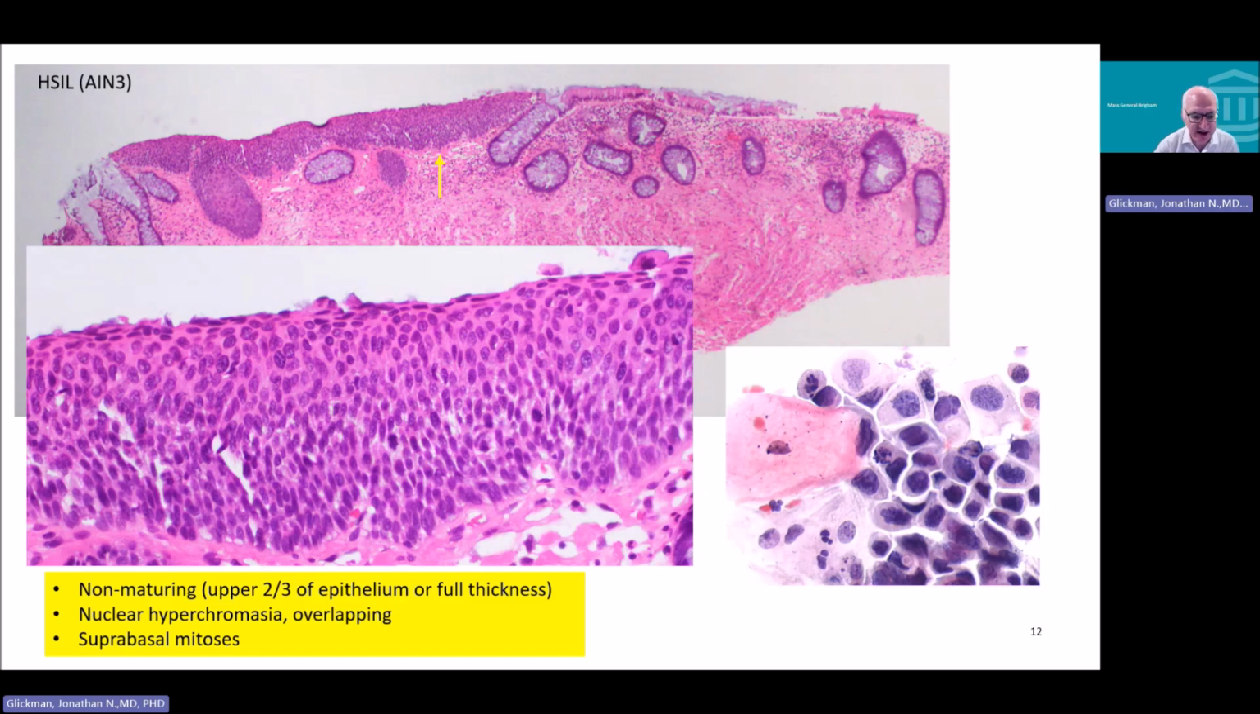This is AIN3 because the dysplastic epithelium occupies greater than 2/3 of the epithelial thickness, and we recognize the nuclear hyperchromasia, lack of maturation, overlapping, the presence of many mitoses high up in the epithelial thickness. So this just looks very dark at low power, and when we go to high power, we can see those nuclear features. And this is also illustrated in this pap smear right here, quite a distinct difference between a normal squamous epithelial cell and these dysplastic squamous cells with their degree of nuclear pleomorphism, coarsened chromatin, high mitotic index, irregular nuclei.